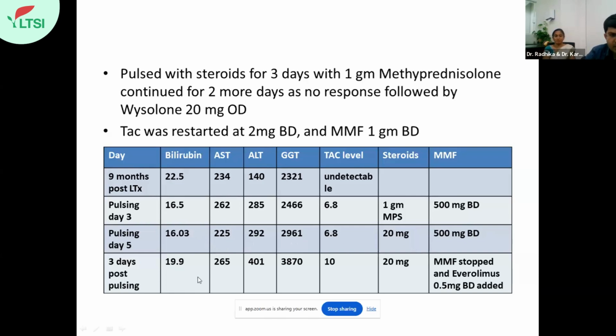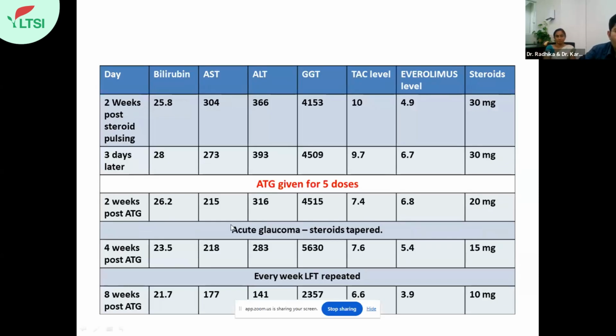3 days post the pulsing, the bilirubin further went up to 19.9, and the enzymes were also on the higher side. So at this point of time, we added everolimus as well at 0.5 BD and stopped MMF. So when you see 2 weeks post steroid pulsing, the bilirubin went up to 25.8. So it is almost higher than the bilirubin which he presented with. And enzymes also on the higher side, 304 of AST and 366 of ALT. Gamma GT has almost gone up to 4,153.